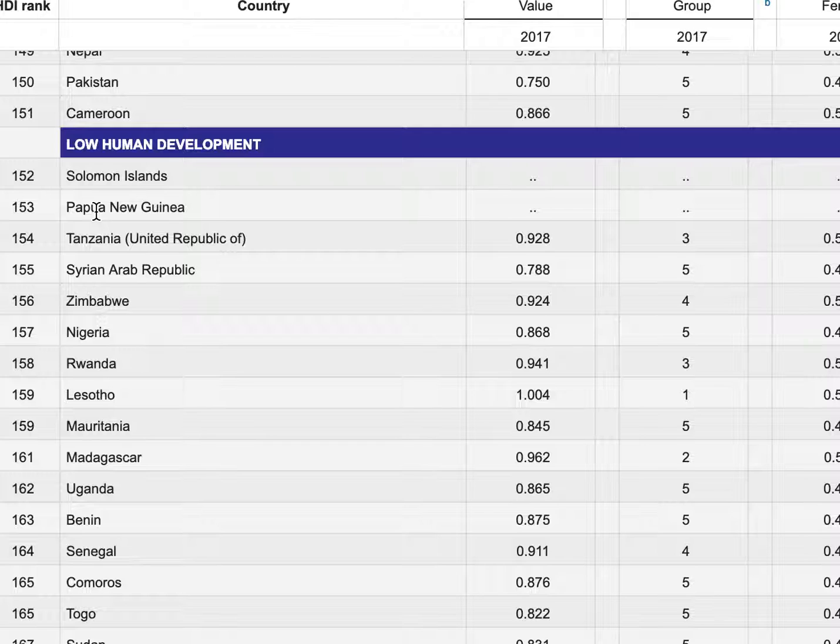So we have the Solomon Islands, Papua New Guinea, Tanzania, the United Republic of, and also the Syrian Arab Republic and Zimbabwe, and Nigeria, Rwanda, Lesotho. So it gets very interesting regarding the disparities between males and females in those countries.